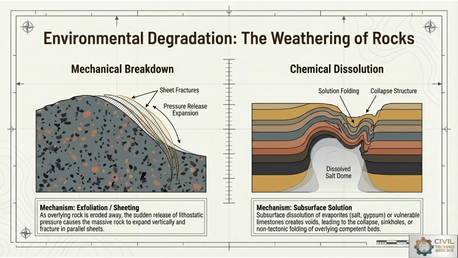Next will be environmental degradation, where the weathering of rocks will be seen. The first image shows mechanical breakdown, and the second one shows chemical dissolution, where chemical attack will be seen. Mechanical weathering causes physical breakdown of rock masses, where pressure release leads to exfoliation and sheet fractures, particularly in massive rocks just like granite.